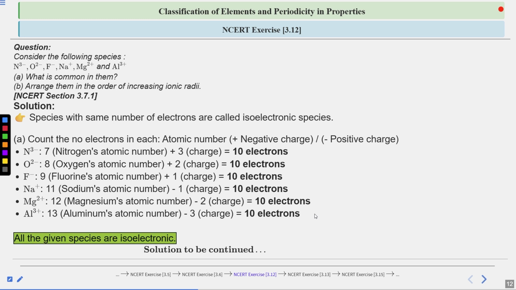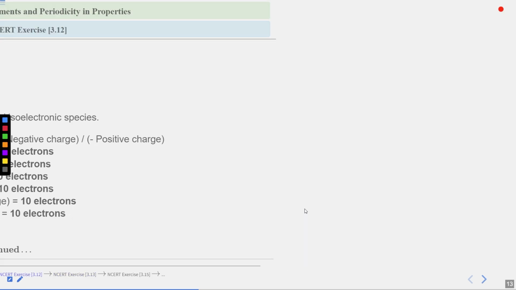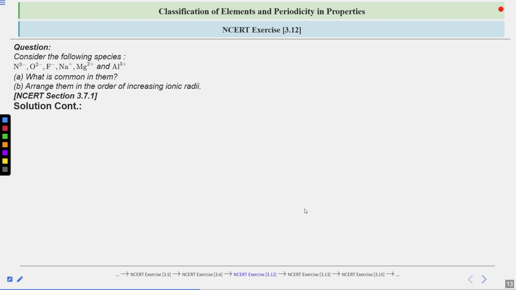Therefore, all of these are isoelectronic species. Now, the question arises, how would you arrange the isoelectronic species in the increasing order of ionic radii? So, how will we do it? Let us see. There is a very quick formula to do so. What does it say? That your ionic radius is inversely proportional to the integral value of the charge. Or you can also say it is inversely proportional to the positive value and directly proportional to the negative value.